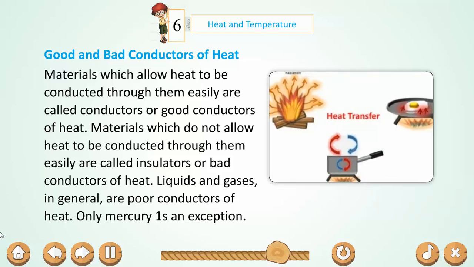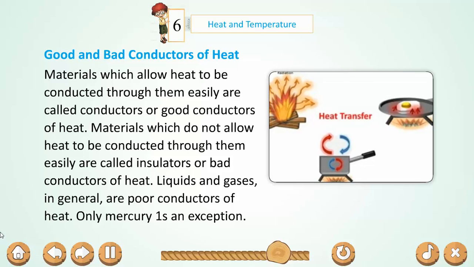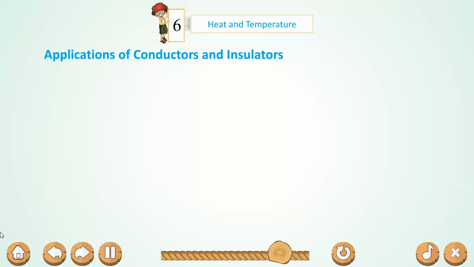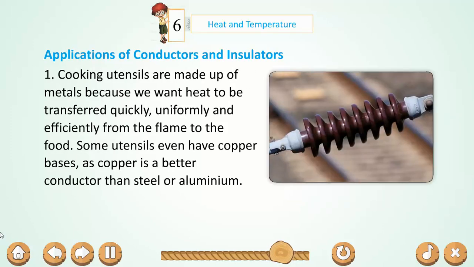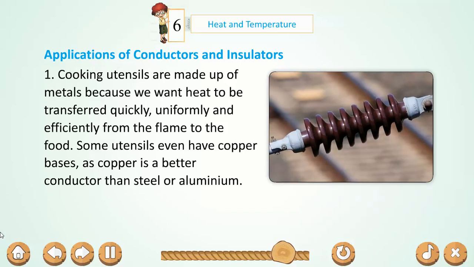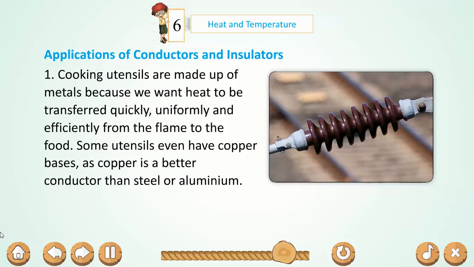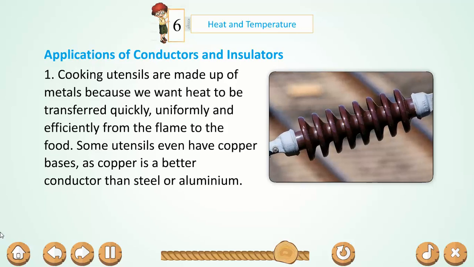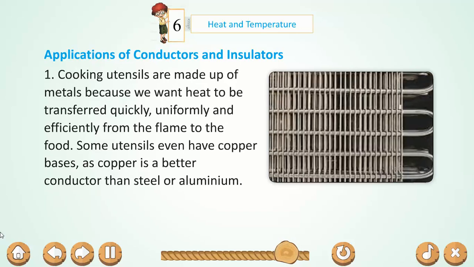Liquids and gases in general are poor conductors of heat. Only mercury is an exception. Applications of conductors and insulators. Cooking utensils are made up of metals because we want heat to be transferred quickly, uniformly, and efficiently from the flame to the food. Some utensils even have a copper base, as copper is a better conductor than steel or aluminium.